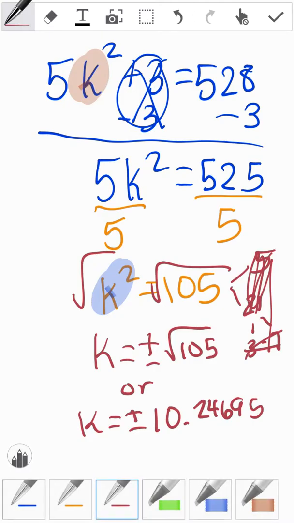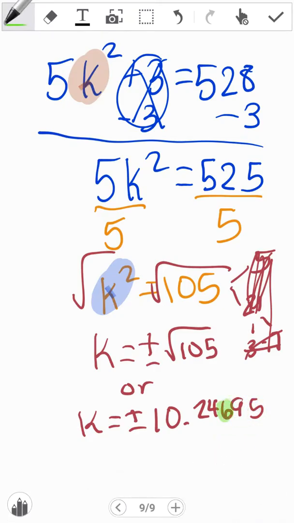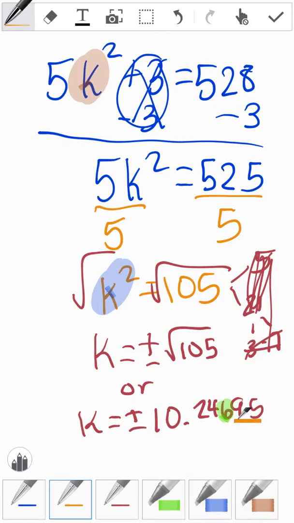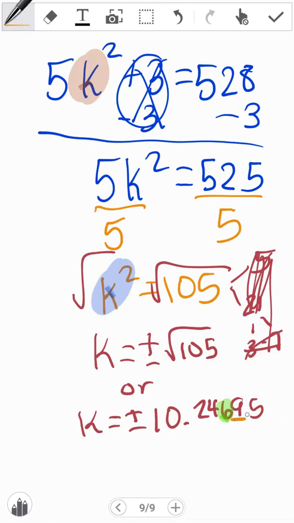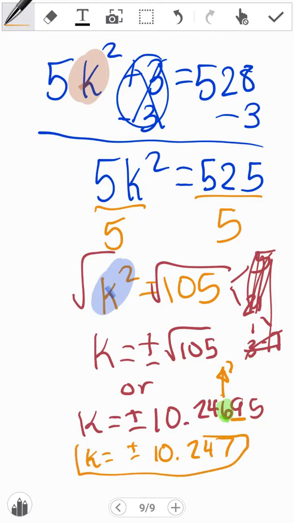10.24695. To round this to the thousandth, if this is the number we're going to round to, then we look at this number. That number is clearly greater than 5, so we round that up to 7. So we get 10.247. k equals plus or minus 10.247. And there's our final two answers. It's either this one or this one, depending on whether it wants a radical expression or a decimal approximation.